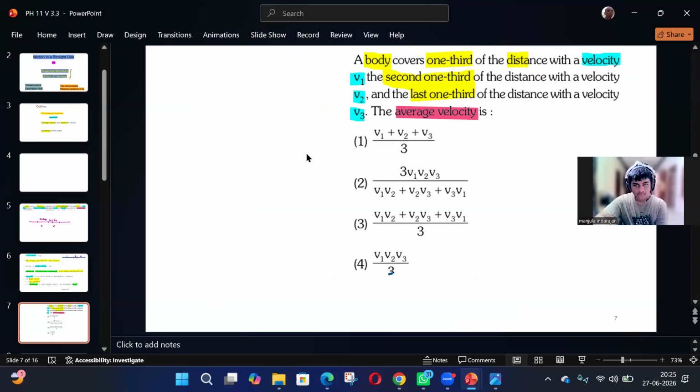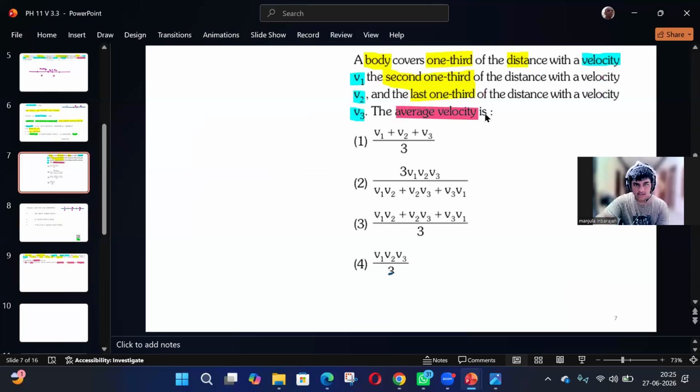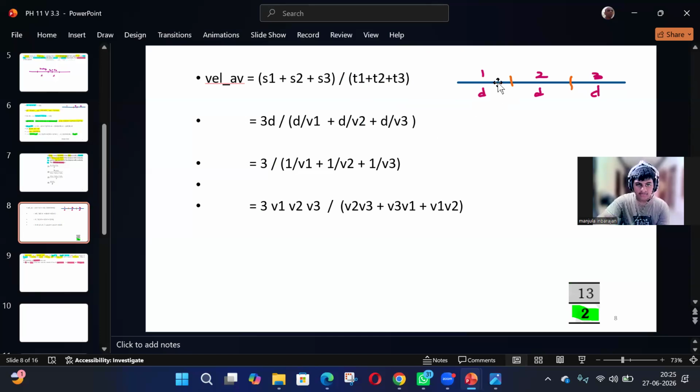This one, option 2, you already did this one. Again the displacement thing. If we find delta S by delta T, that is the average velocity. The three intervals have the same distance, when the speeds are different. So average velocity is the total displacement, which is S1 plus S2 plus S3, divided by the total time. Total displacement is 3D if you assume each as 1D, and the time is D by V1.